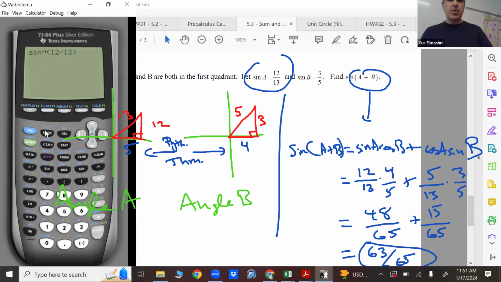I'm going to switch to the degree mode so it's a little more tangible for me. So apparently angle A is about 67.3 degrees. I'm going to store that as angle A. If I do that again for the other one, 3/5, that's angle B. Apparently it's 36.87 degrees. Store that as angle B. So hit store, and just pick a letter. Hit alpha and store. Now if I do sine of alpha A plus alpha B, and I can show you guys this again later on.